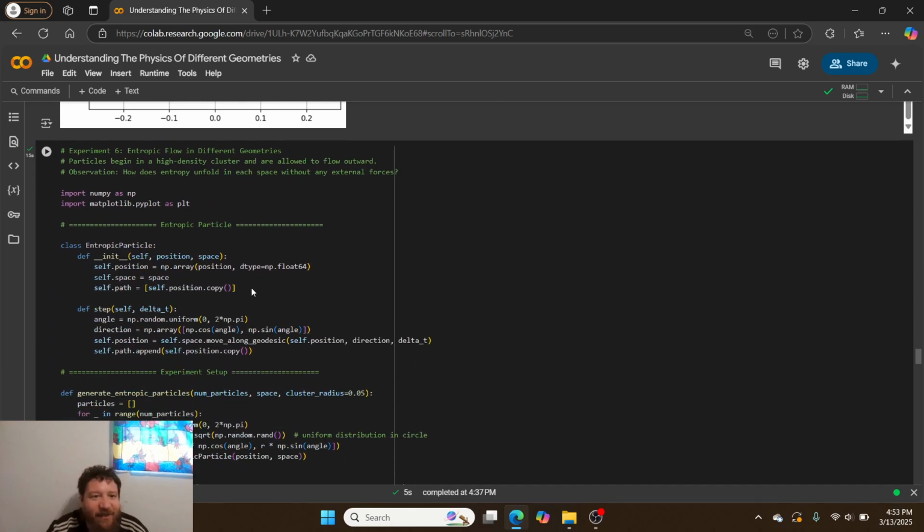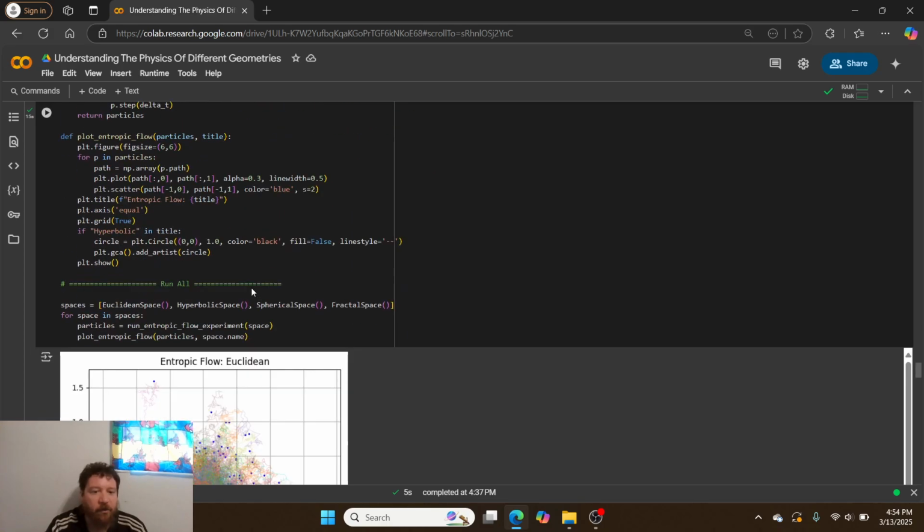Then we go to experiment number 6, which is entropic flow in different geometries. The observation is, how does entropy unfold in each space without any external forces? So we just put entropy in the environment. Entropy decreases over time, according to Shannon entropy and diffusion dynamics, but how exactly does that occur within these spaces? It has to dissipate somewhere. So we're going to watch exactly how that interaction occurs. We're going to observe particles beginning in a high density cluster and allowed to flow outward from there. And then what happens with that entropy?